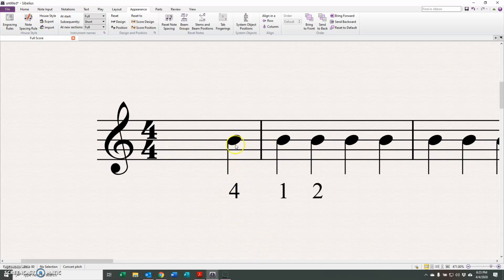And so you would start on beat 4, and your conducting pattern would be on the upbeat, which corresponds with beat 4, so that you can come down after the measure bar.